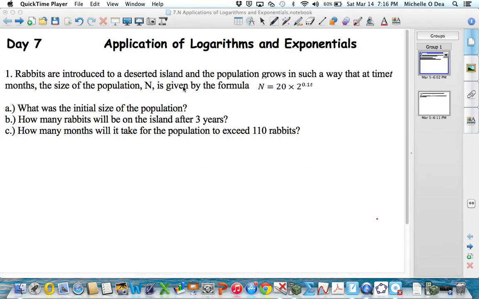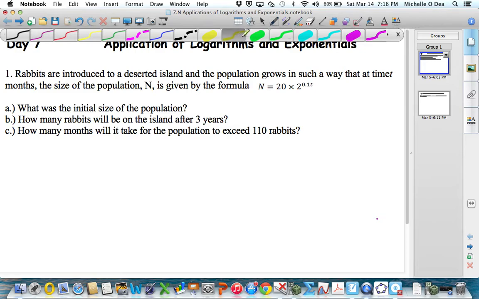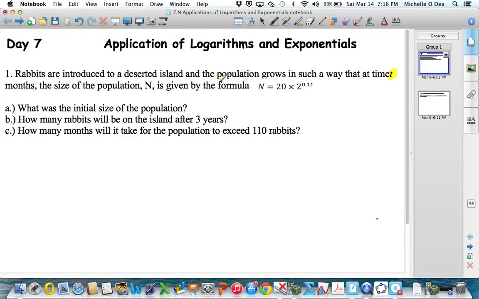Here we have rabbits introduced to a deserted island, and the population grows in such a way that at time t months, now that's important, always pay attention to which units are being used in the question. So our t in our equation is in months. The size of the population n, so n is the population. This is very important to pay attention to because it'll become important when we have to answer questions, so you know whether you're trying to find n, t, or whatever. So the population at any time t months is given by this formula, 20 times 2 to the power of 0.1t.